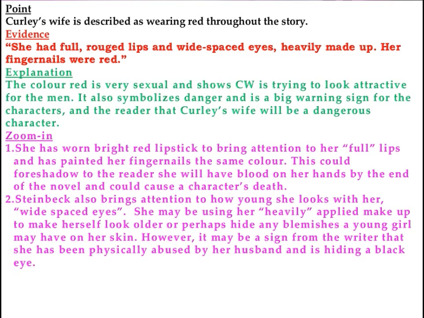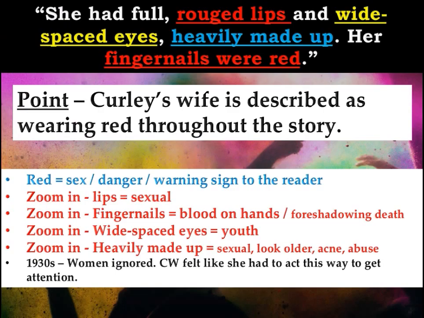She may be using her heavily applied makeup to make herself look older, or perhaps hide any blemishes a young girl may have on her skin. However, it may be a sign from the writer she's been physically abused by her husband and is hiding a black eye. So I've done a bit more there. However, all I've done is just talk about the things here: heavily made up, sexual, look older, acne, abuse. I've just given a little bit of a sentence for each of those things.